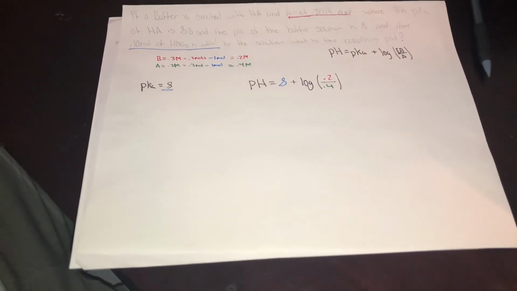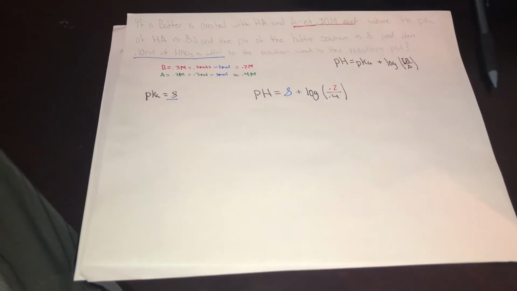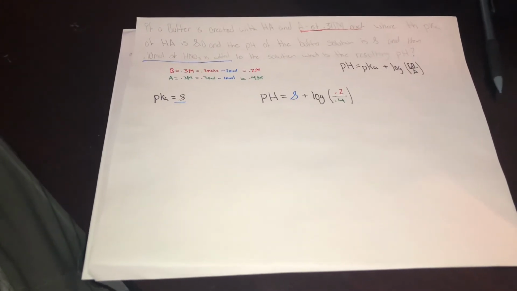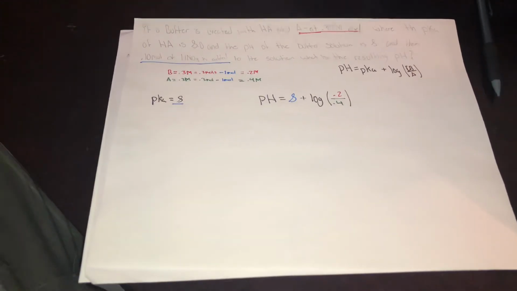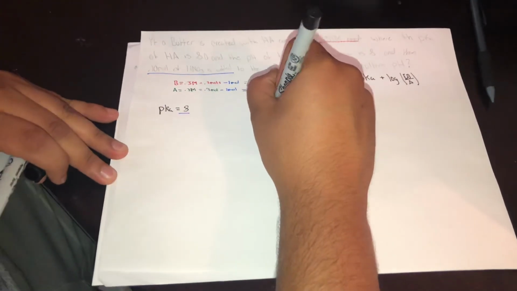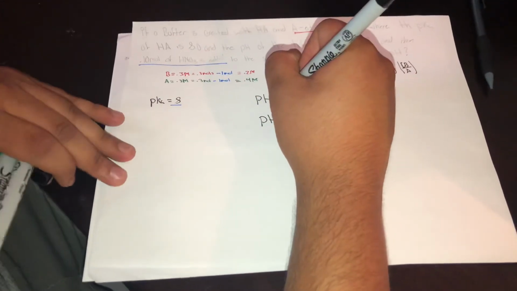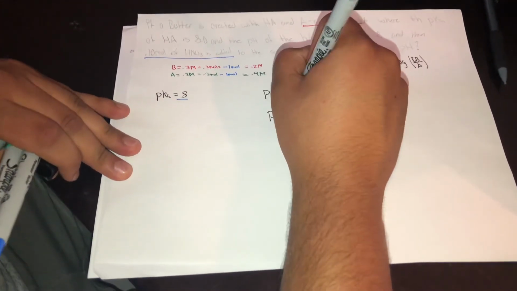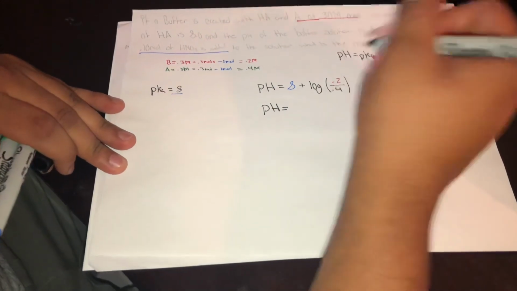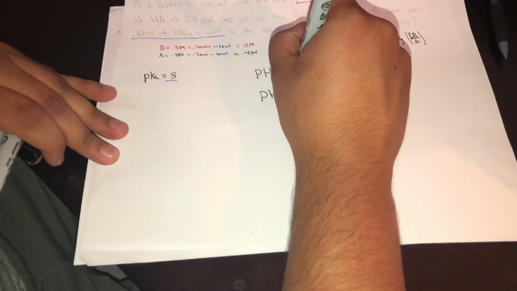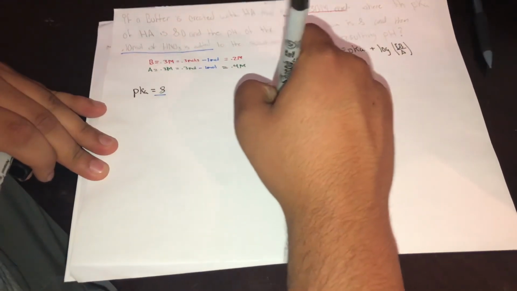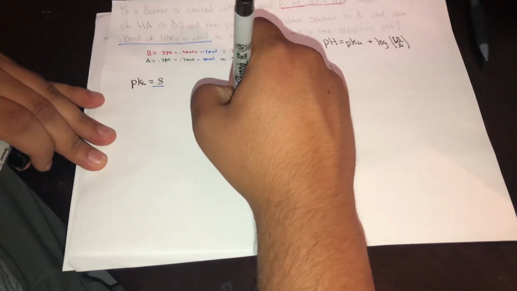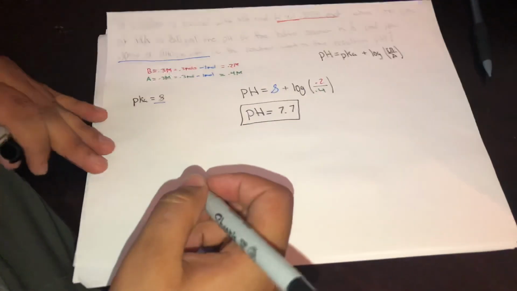So once you do the log of 0.2 divided by 0.4, you just need to add the 8 pKa, which will then give you your pH. So in this case, your pH will equal, if you round it, 7.7. That's how you get the resulting pH for this question.